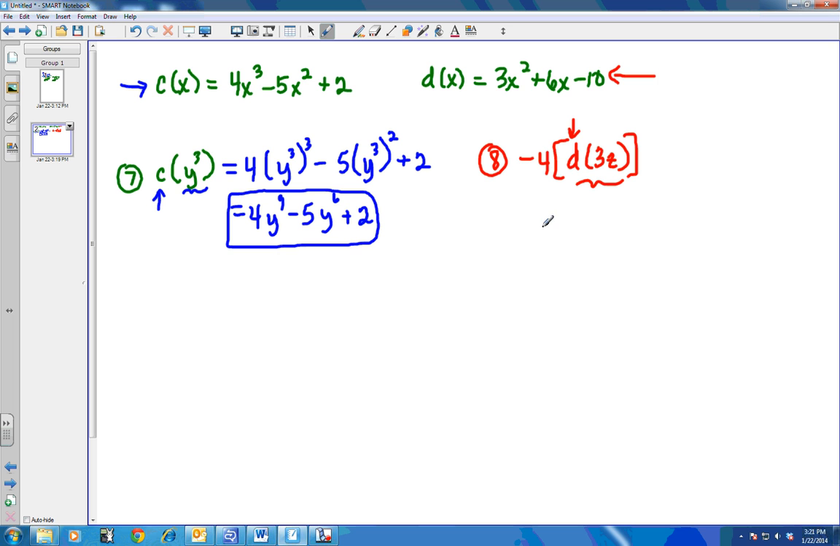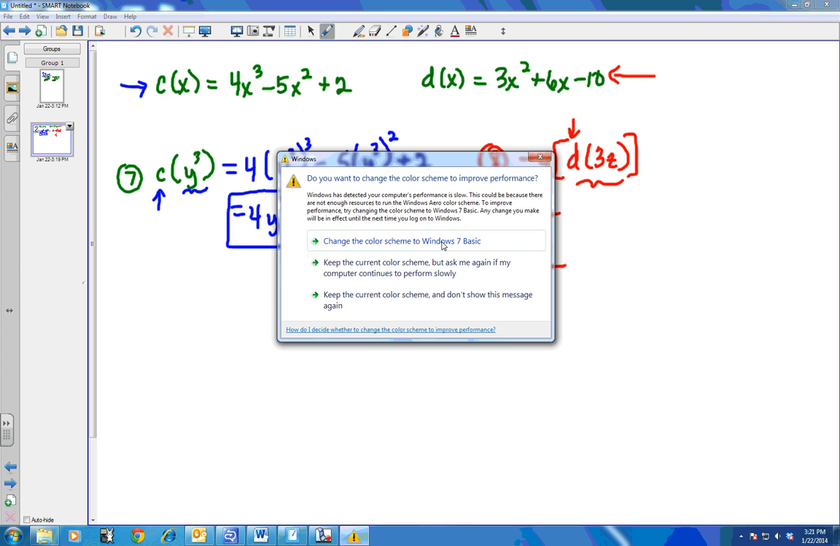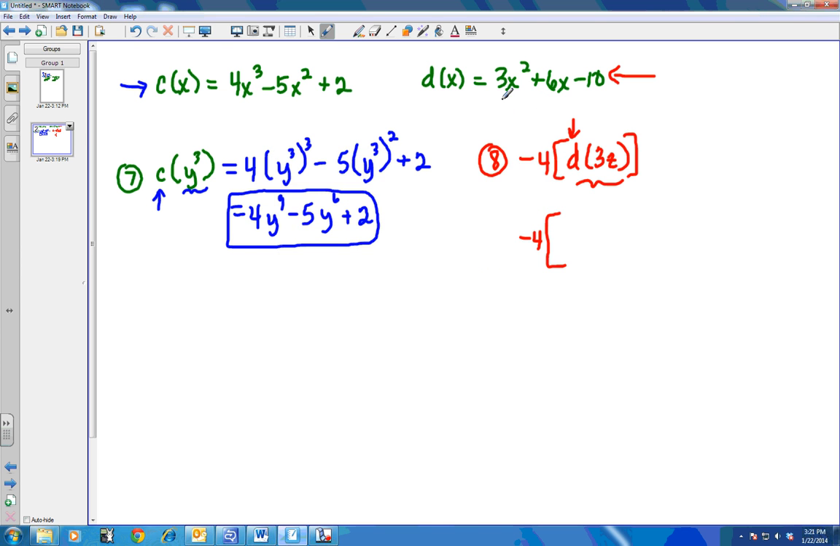All right, so here's what it looks like. I'm going to write down this negative 4. And now I'm going to do this inside part. I'm plugging 3z into this equation. So I have 3x squared, but in place of all my x's, I'm plugging in 3z, but I'm supposed to square that, plus 6 times x, the x is 3z, minus 10.